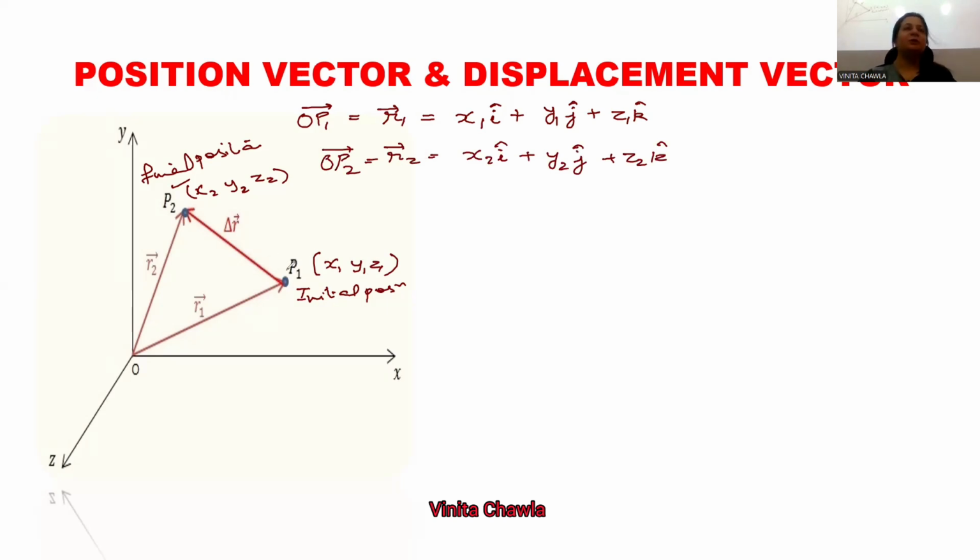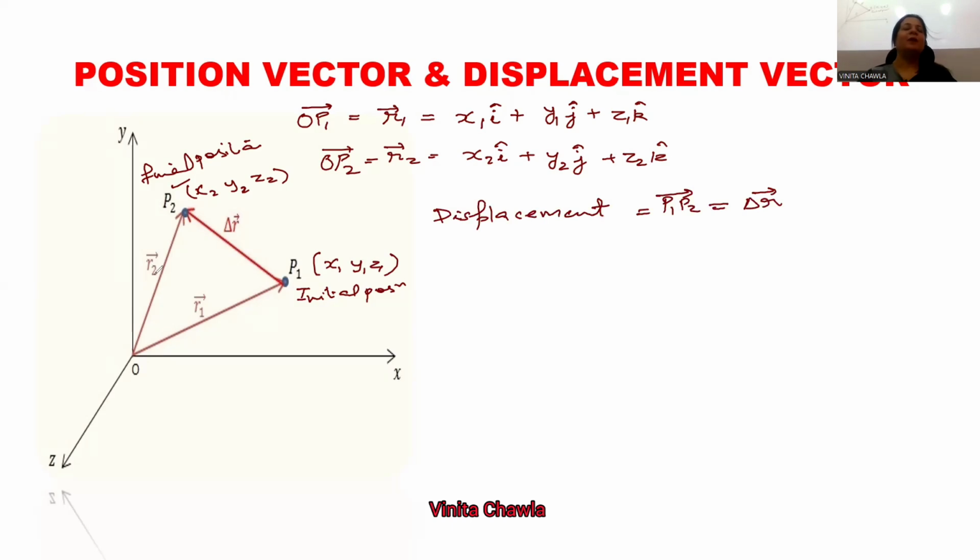Now how much has the object been displaced? How much distance has it been displaced from its position? What is the displacement? Delta r vector, or we can write P1 P2 vector. Yes, so displacement is P1 P2 vector, or we can write delta r vector.